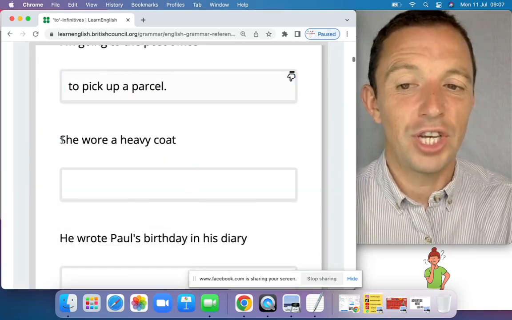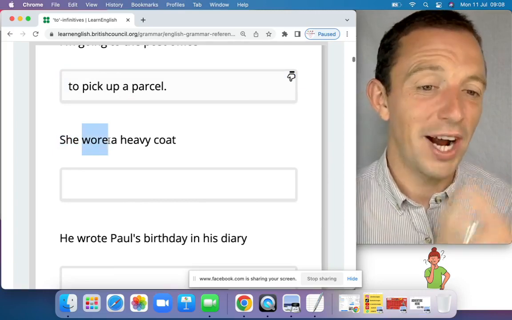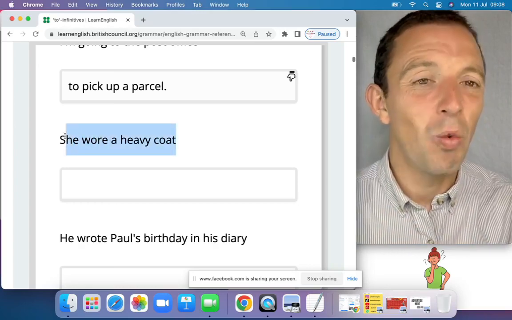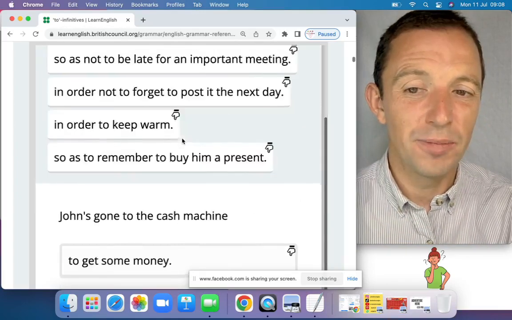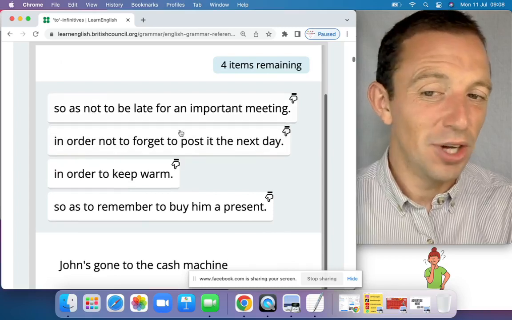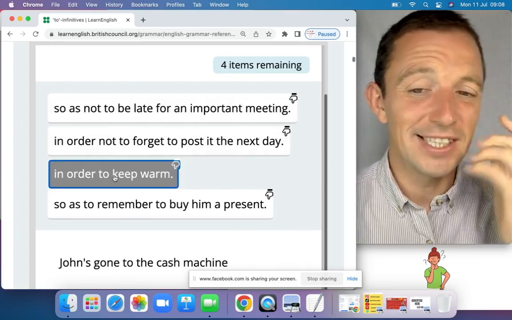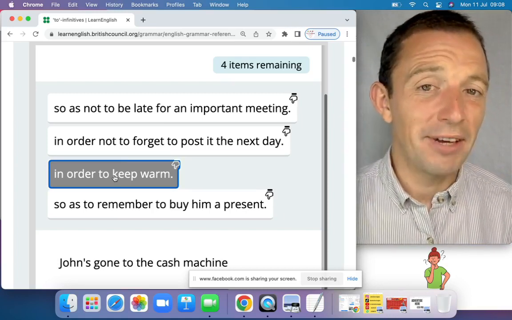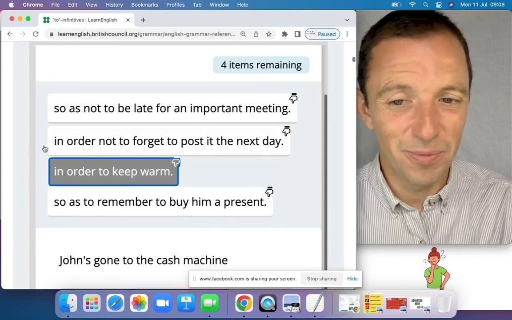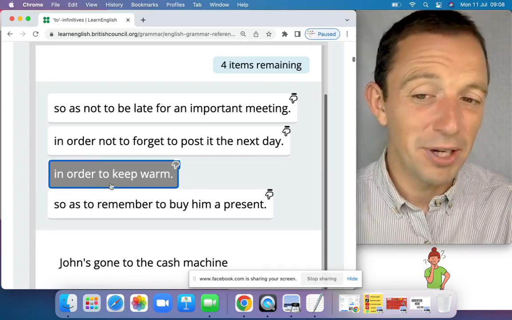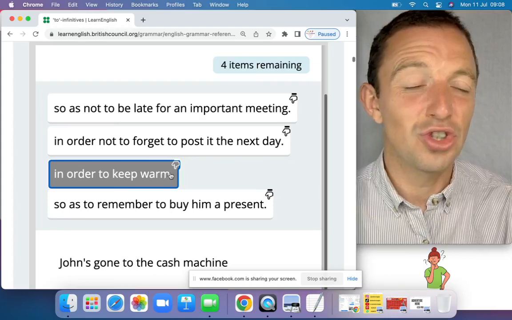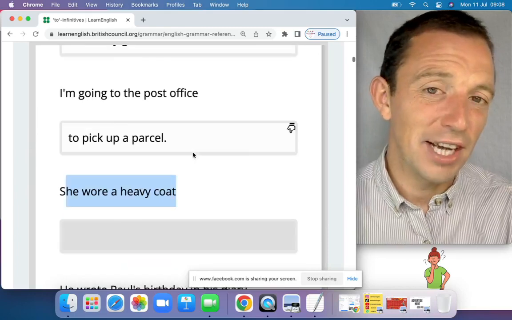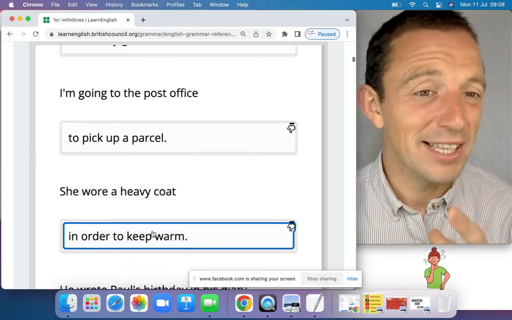Okay, she is the subject. The verb is to wear. The past is irregular, wore. She wore a heavy coat. Why? She wore a heavy coat in order to keep warm. So this is the explanation why she wore the heavy coat. She wore the heavy coat in order to keep warm, number 1, or she wore the heavy coat to keep warm. She wore the heavy coat so as to keep warm. So you have 3 different possibilities. And this lesson is very interesting, and it's more intermediate and more advanced, definitely, this part.